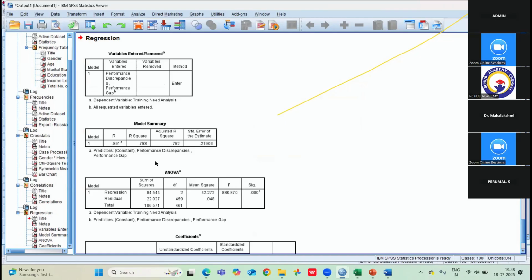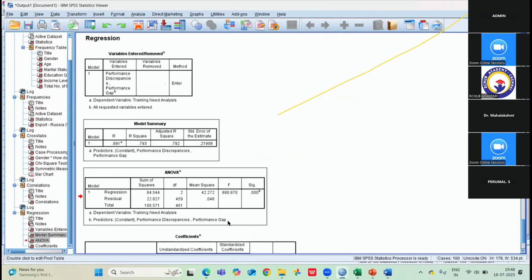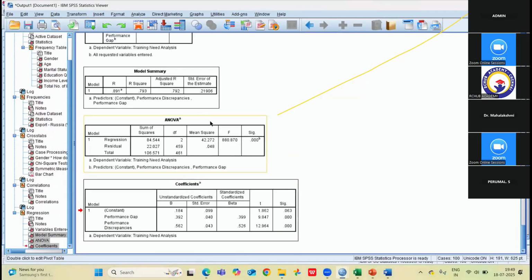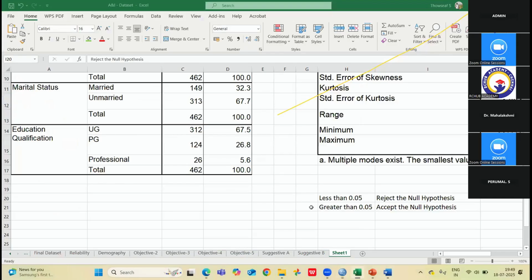In order to interpret regression, you have to look at many values. Let me put it in an Excel sheet so that you are clearly able to view and understand.